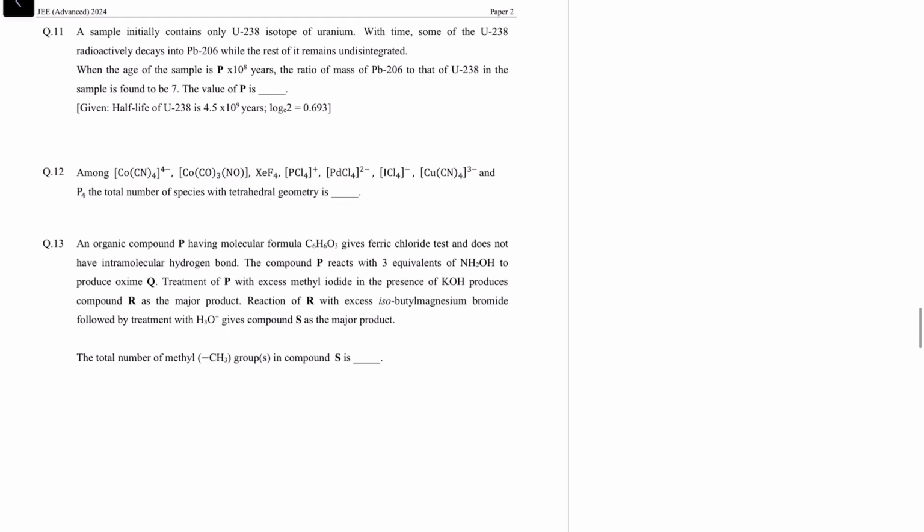Question number 11. A sample initially contains only the U-238 isotope of uranium. With time, some of the U-238 radioactively decays into lead-206, while the rest of it remains undisintegrated. The age of the sample is given. It has an unknown number, that is P. The ratio of the mass of lead-206 to that of U-238 is found to be 7. The question is, what is the value of P?